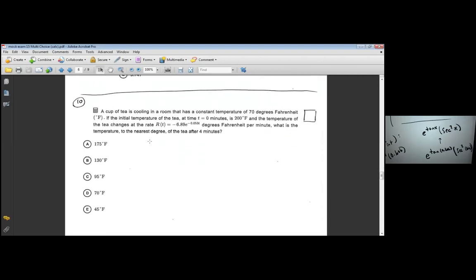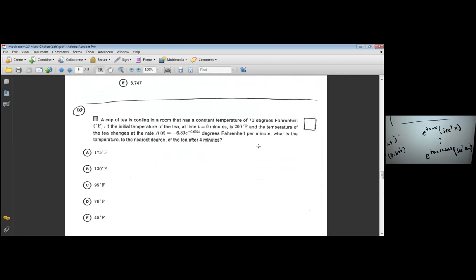Cup of tea is cooling in a room, yada, yada, yada. What are we talking about? All right, the initial temperature. So we got this initial condition here. This makes me start to think FTC just off the bat. We have an initial condition that at t equals 0, that's the temp, and the temperature of the tea changes at a rate of this. What is the temperature to the nearest degree after 4 minutes?